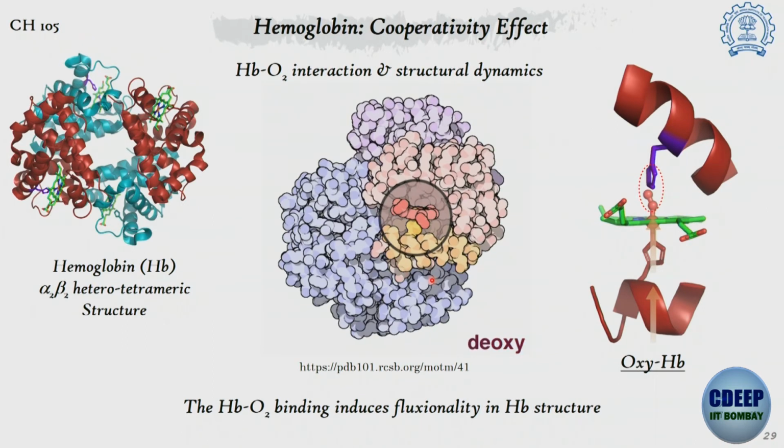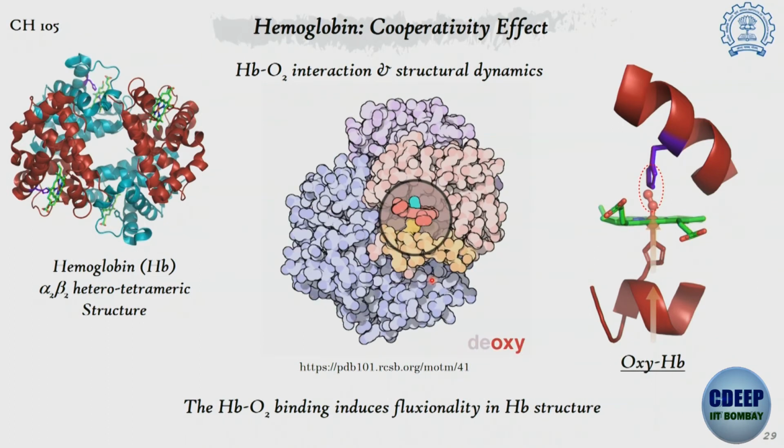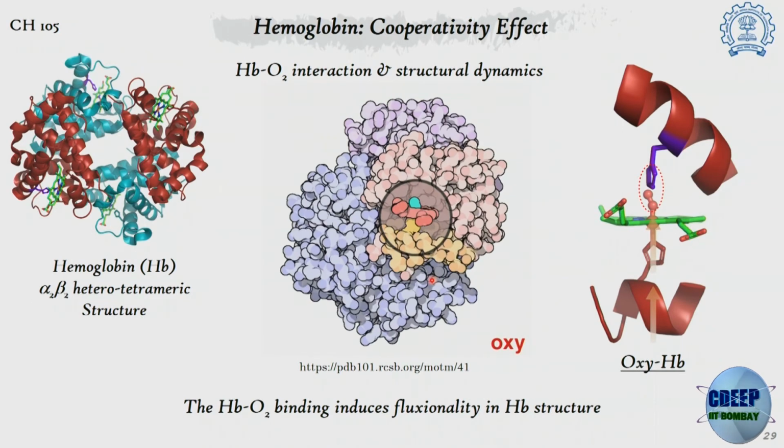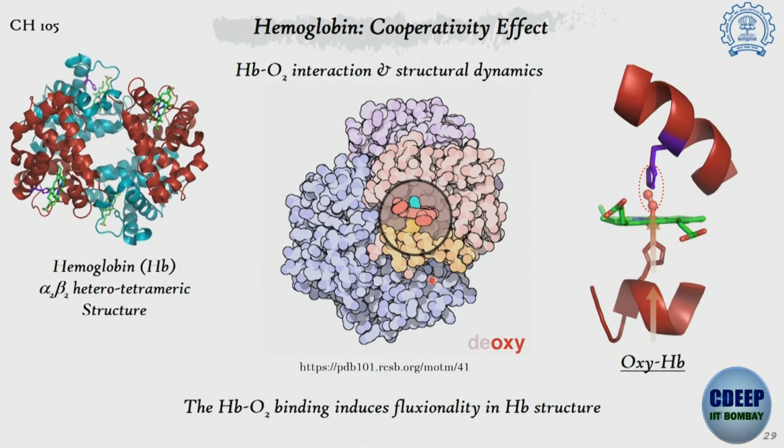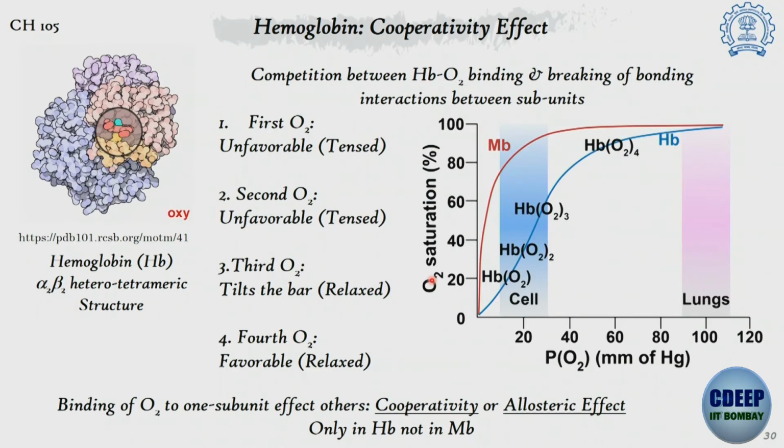Once the oxygen binds, the iron gets pulled up, it pulls up the protein chain, and that protein-protein interaction gets destabilized all over the overall system, all over the hemoglobin system. So that is the main reason for this cooperativity effect. How? Let us take a quick look.